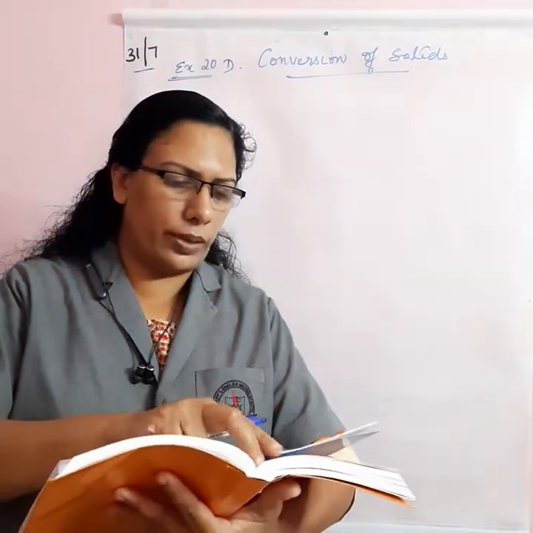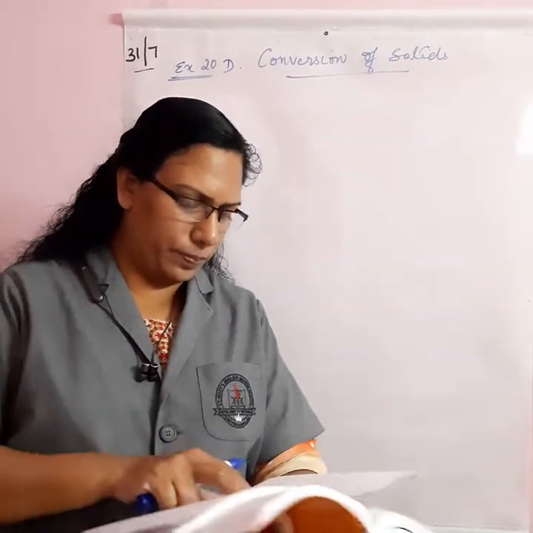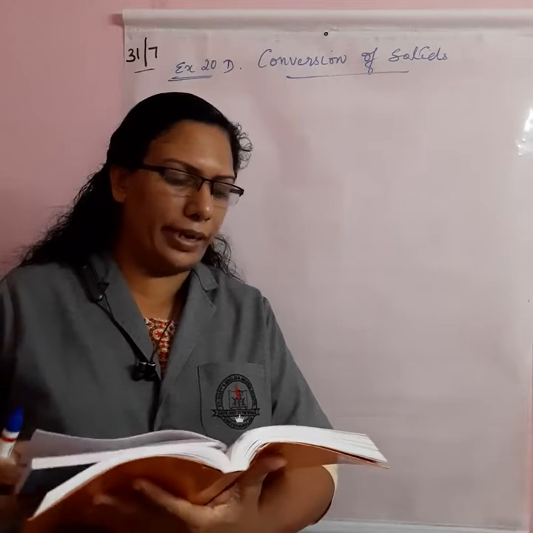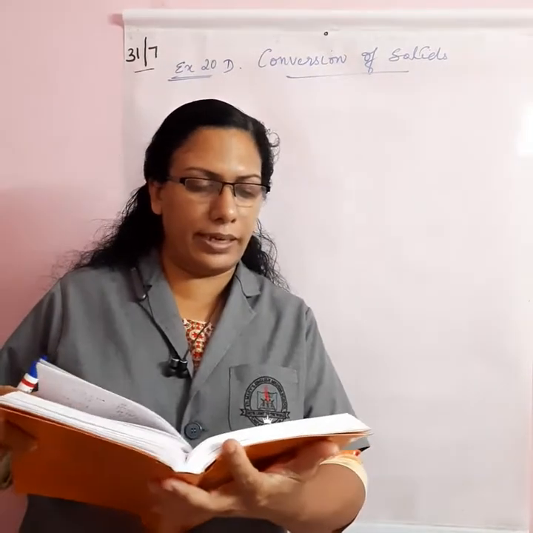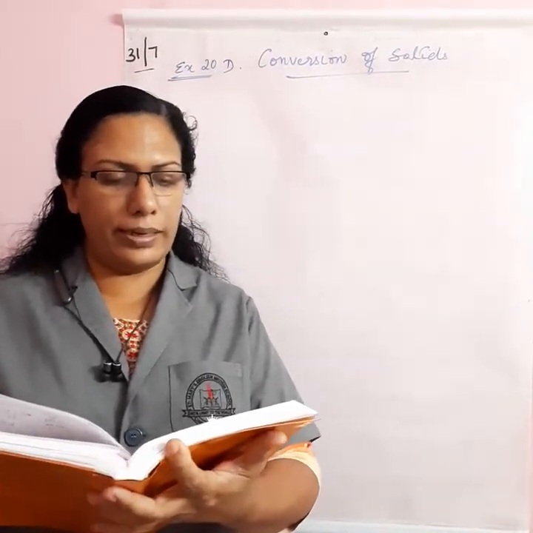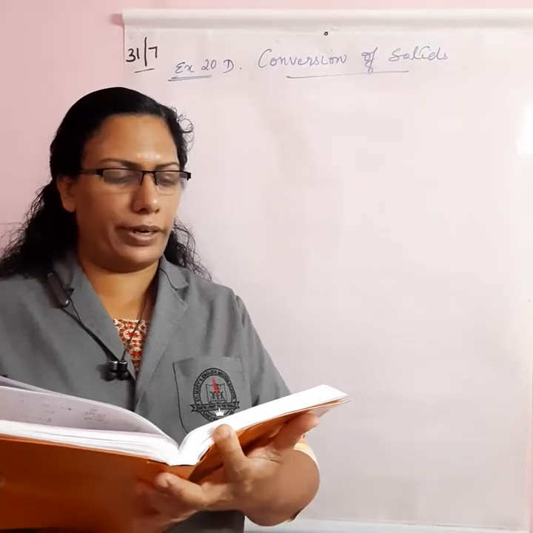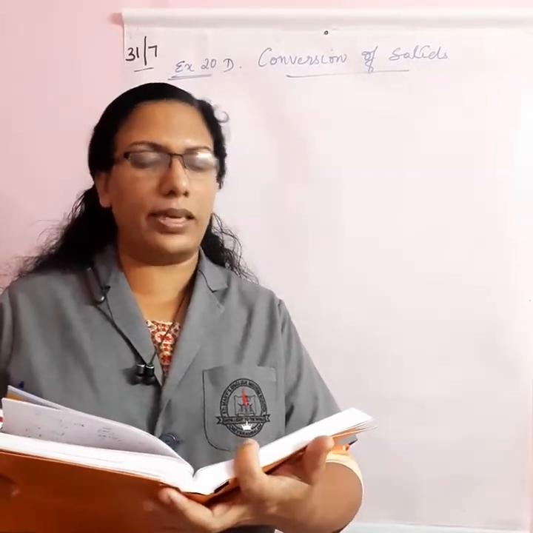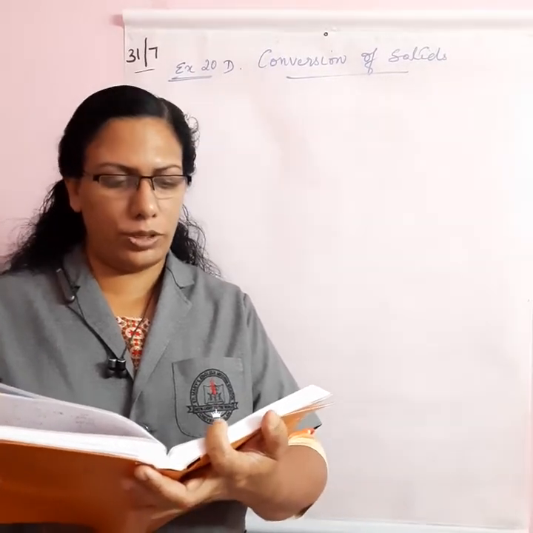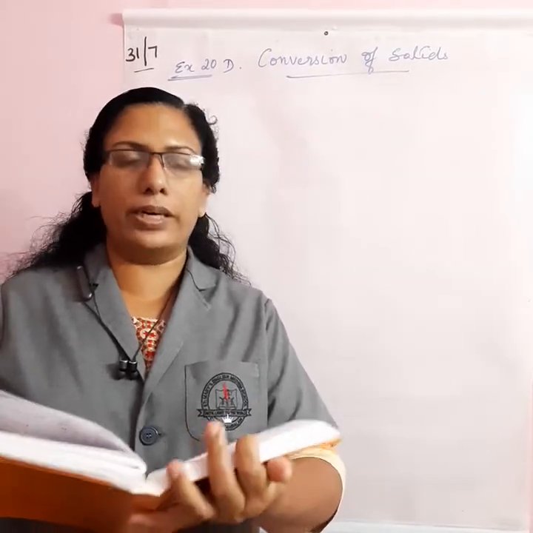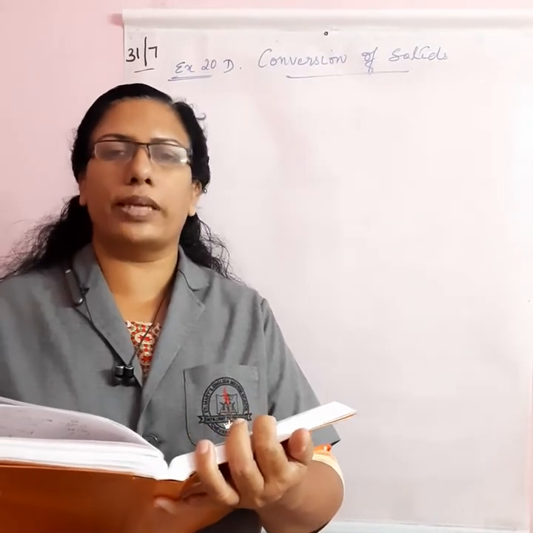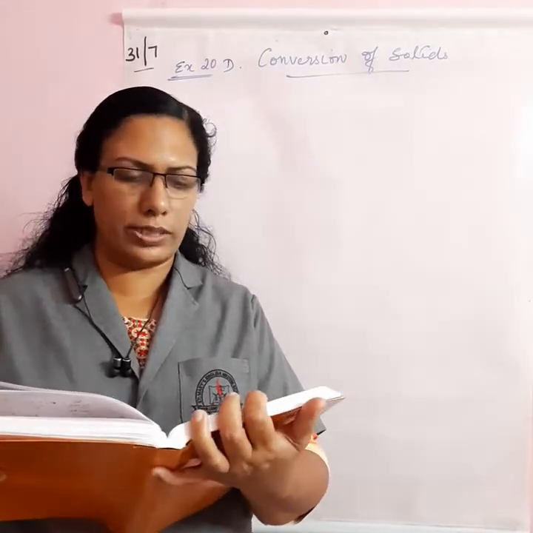So we'll do the first one, exercise 20D, first one. What is asked? A solid sphere of radius 15 is melted and recasted into solid right circular cones of radius 2.5 and height 8 cm. Calculate the number of cones recasted. So here just one sphere is melted, but how many cones are they making? We don't know the number of cones, but small cones are formed.